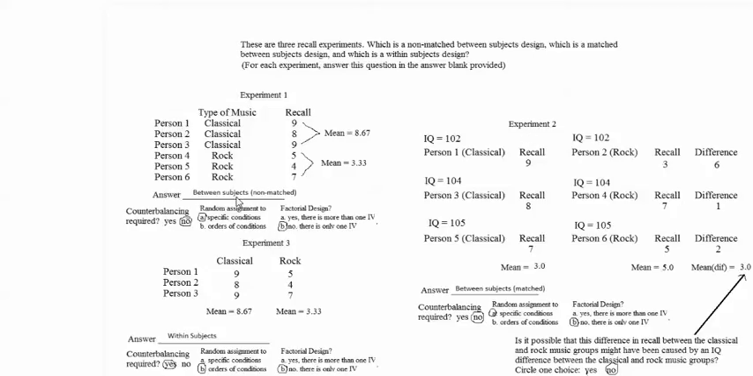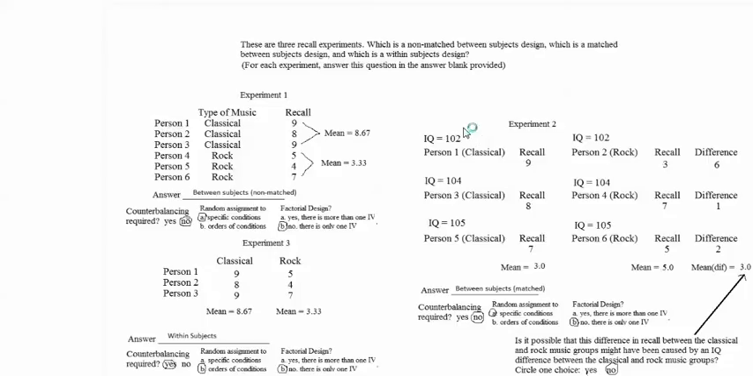So that was between subjects design. It's also not matched because we don't have any matched pairs in here. Experiment 2 was also between subjects design because we have a separate group of 3 people listening to classical music right here, persons 1, 3, and 5, and a separate group of people listening to rock music, persons 2, 4, and 6. So we have a classical group and a rock group.